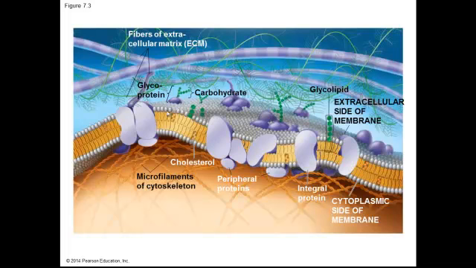We can see this here in a model. Notice that there are multiple components in the membrane. Here's the phospholipid bilayer. We see the hydrophobic tails inside and the hydrophilic heads outside. Here we have a protein that spans the entire length or width of the membrane. Here's one that we find only on the inside. And then we notice the extracellular matrix that is bound to some of the proteins in the membrane.